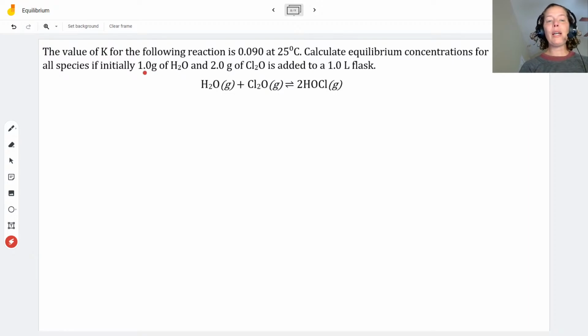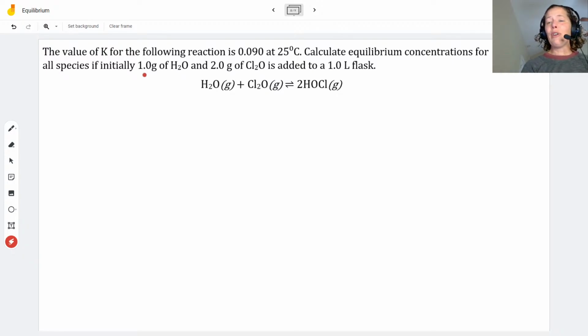Okay, because we're only specified amounts of our reactants, we can assume that we have 0 products, which makes this a little bit easier because we already know then which way it's going to shift. If we only have reactants, then the equilibrium is going to shift to form products. It's not going to let products sit there and be 0. The forward reaction is going to run until it hits equilibrium.